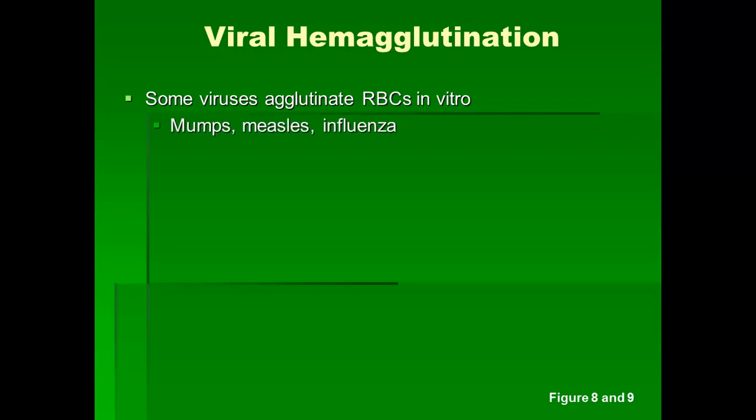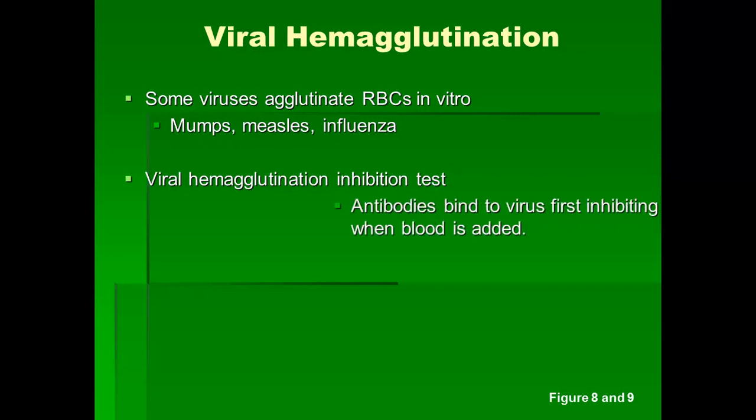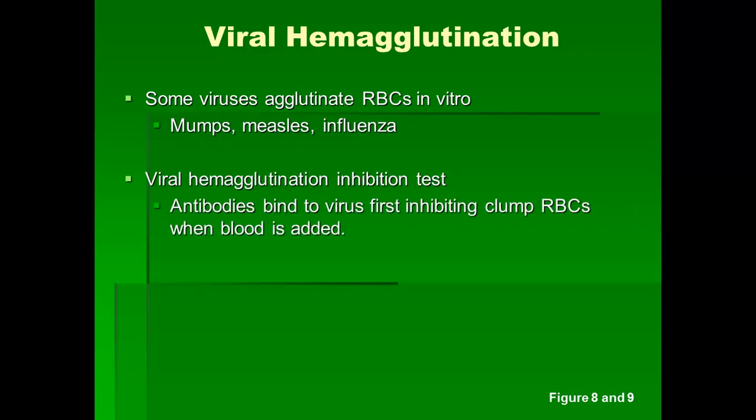So, viral hemagglutination. In viral hemagglutination, some viruses agglutinate red blood cells in vitro. So mumps, measles, and influenza will do this. So when we say in vitro, we mean outside of the body. So we have something called the viral hemagglutination inhibition test. The antibodies bind to the virus first, inhibiting the clumping of red blood cells when blood is added.